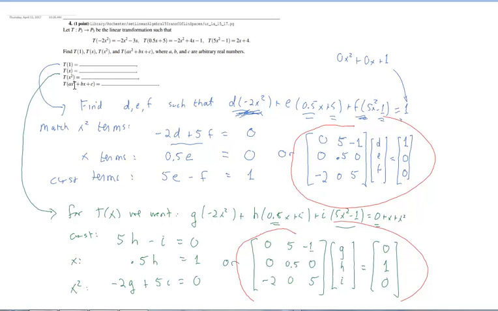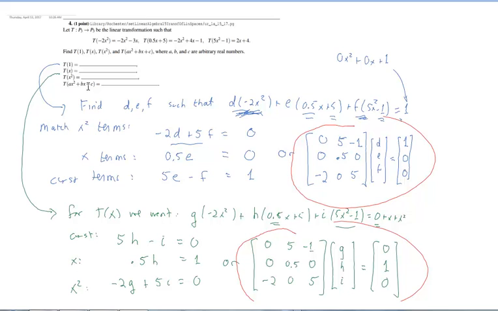Why? Because if I know the last one, if I set a equals 1, b equals 0, c equals 0, that's T of x squared, and that will give me this answer. Similarly, if I set a equals 0, b equals 1, c equals 0, that's going to give me T of x, which gives me the second one. And a equals 0, b equals 0, c equals 1 gives me the first one. All right, so as I said, I'm going to cut right to the chase and find this answer here.